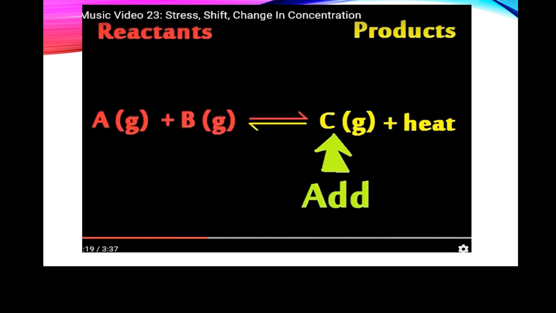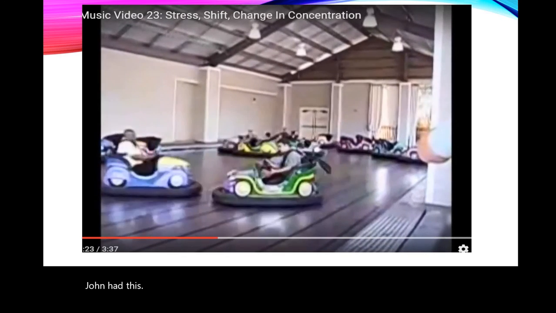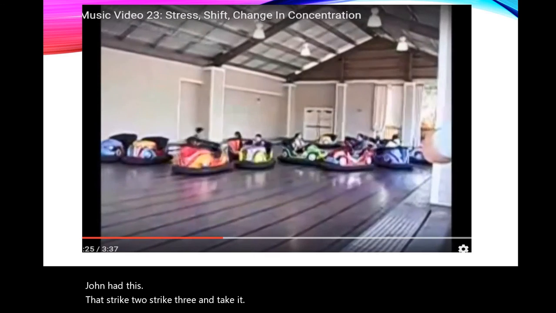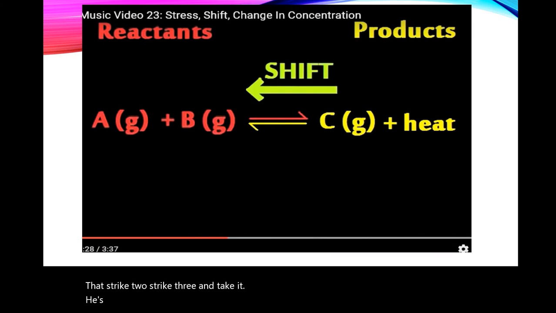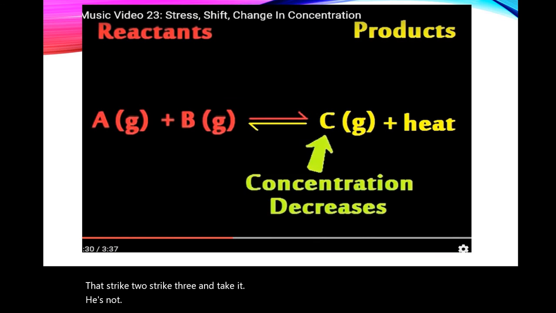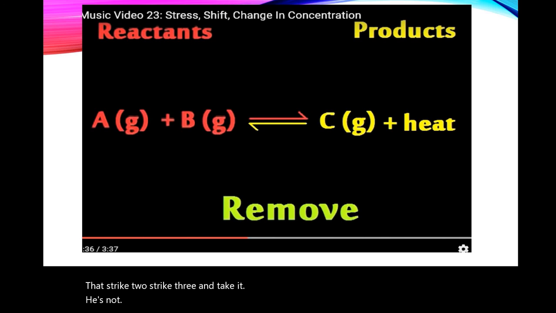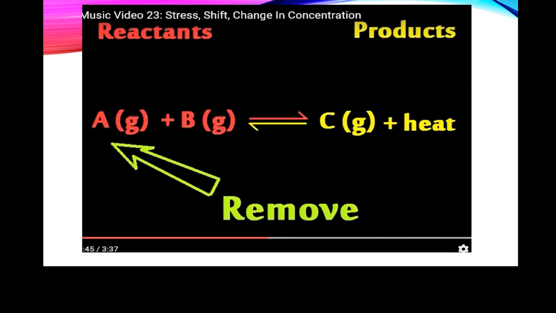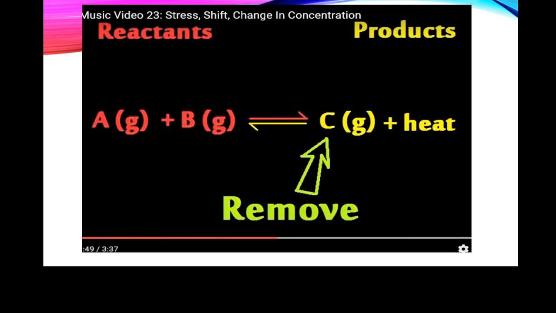If you add a product, collisions will improve. The shift is toward reactant side, and products are removed. If the concentration goes down, whichever one you choose, then the shift's the other way towards whatever you remove.